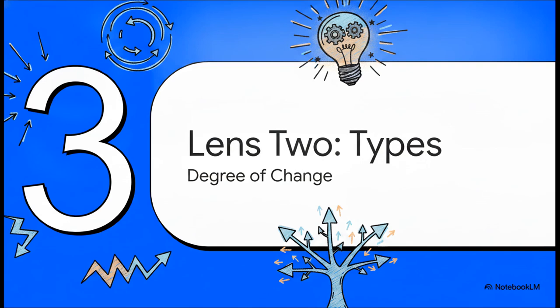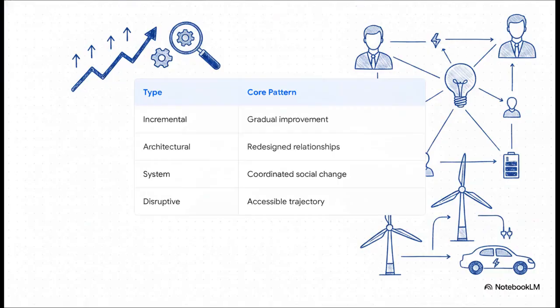All right, part 3. Let's swap to lens 2, types of innovation. We use this to measure the degree, the pattern, or the overall consequence of the change. So this lens shifts our focus from what is changing to how it's changing, spread across 6 distinct types. It's a spectrum. On the low end, you have gradual, incremental improvements. On the high end, you have massive system innovations.